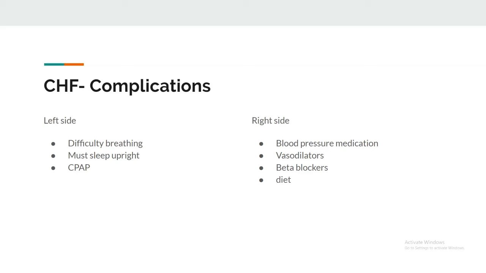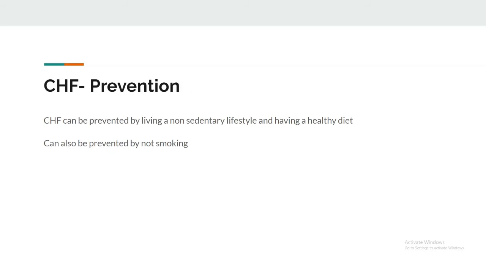Decrease blood pressure. Vasodilators, again, to decrease the blood pressure so that the heart can pump more effectively. Beta blockers, and again, diet. Diet's going to be a big one. So, how to prevent congestive heart failure? It can be prevented by living a non-sedentary lifestyle and having a healthy diet.